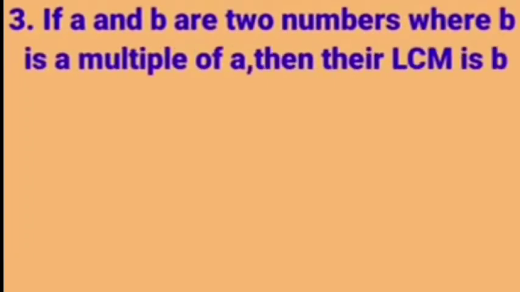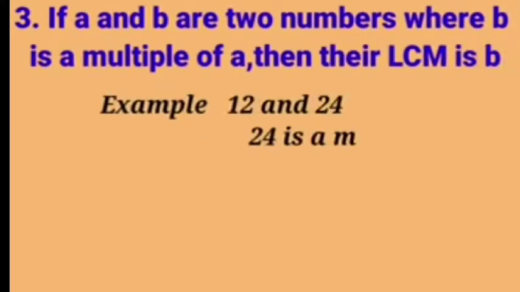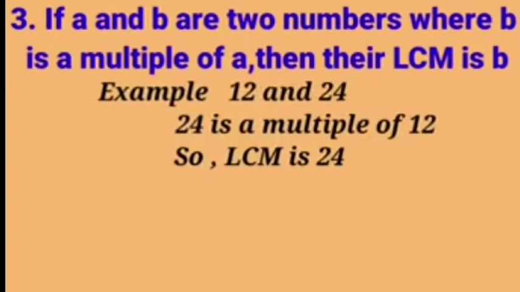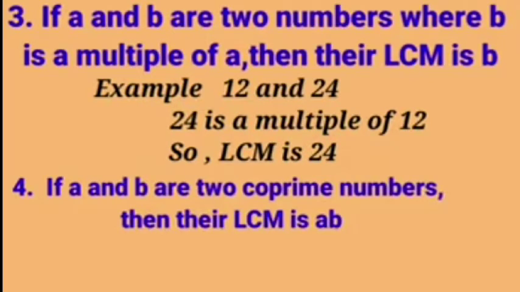Number 3. If A and B are two numbers where one number is a multiple of another one, then their LCM is B. That means if B is a multiple of A, then LCM is B. For example, 12 and 24. Now here you can see that 24 is a multiple of 12. That means what's the LCM? LCM is 24.